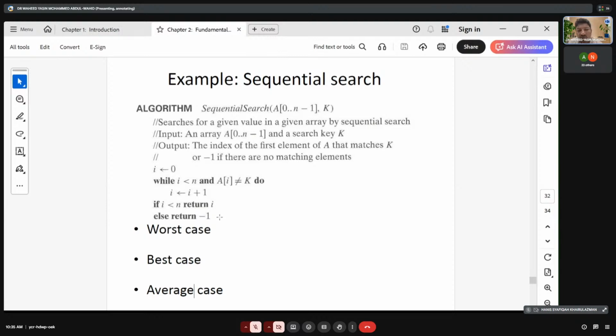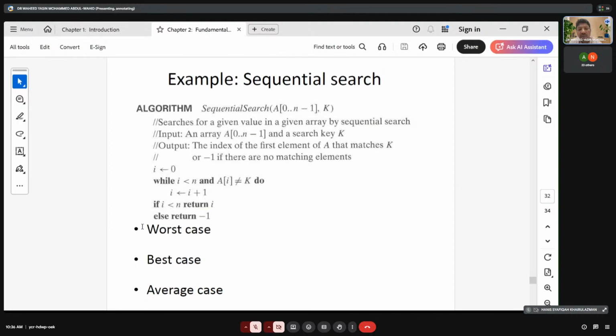So here we'll check all the elements while A[i] is not equal to the key. If one of the elements in the array is equal to K, we stop and return i if it is less than n. If we go beyond n, it means we finished the array, and here we return -1, and the element is not there.